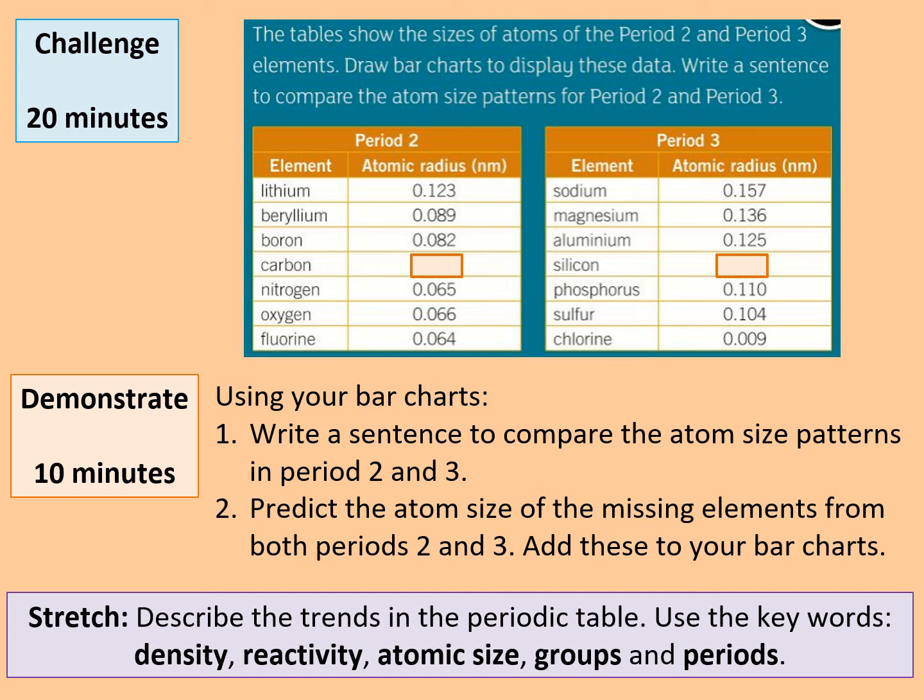So here, use your bar charts, write a sentence to compare the atom size patterns in period 2 and 3. Predict the atom size of the missing elements from both periods 2 and 3. Add these to your bar charts as well. This is where we need to make sure we're using some of our keywords. Describe the trends in the periodic table. Use the keywords density, reactivity, atomic size, groups, and periods, please. Right, do this now, and then we're going to have a look at how you would mark your own work. So we're going to look at what the expectations will be for your graph and for your answer following that.